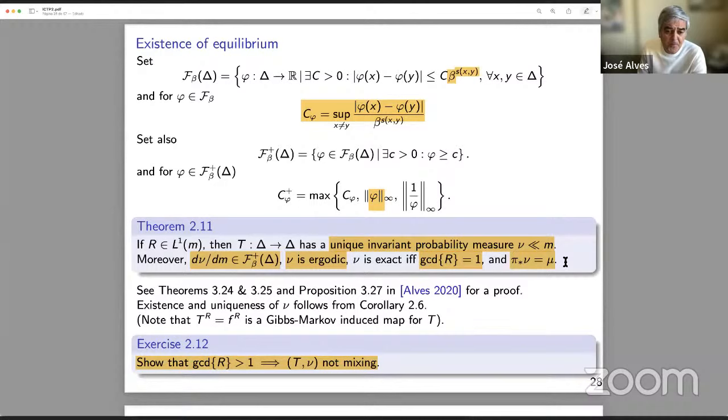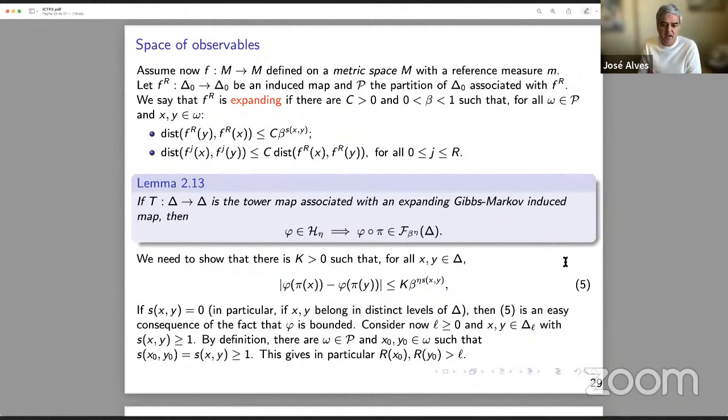So our goal now is to introduce the space of observables. The space of observables is already introduced. It is this F beta, the space of Holder functions in some sense in the tower. And we need the relation that I said. For this relation, we are going to consider the tower map associated to a Gibbs-Markov map, but we need an extra assumption.